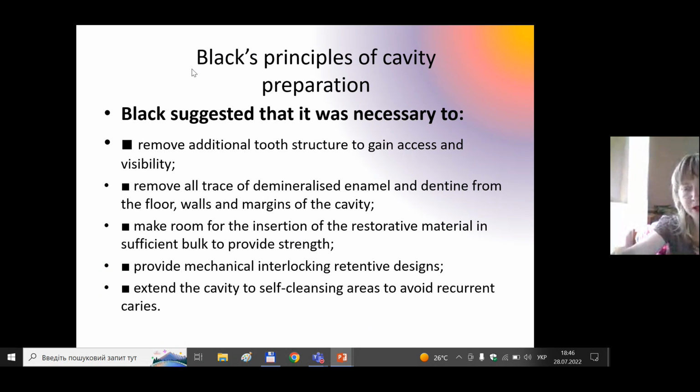The next step in our lecture goes about Black principles of cavity preparation. So Black suggested that it was necessary to remove additional tooth structure to gain access and visibility, remove all trace of demineralized enamel and dentine from the floor, walls, and margins of the cavity, make room for the insertion of the restorative material in sufficient bulk to provide strength, provide mechanical interlocking retentive designs, extend the cavity to self-cleansing areas to avoid recurrent caries.